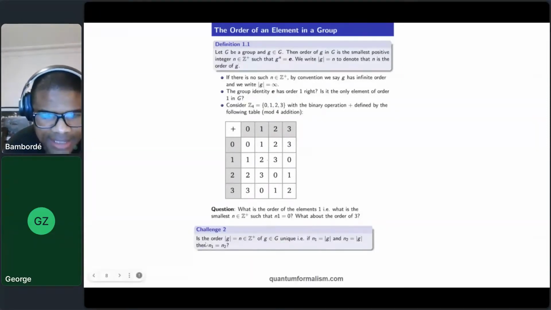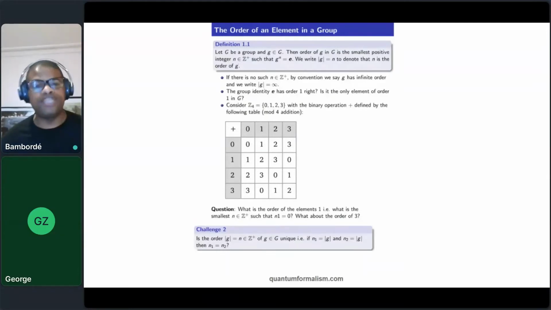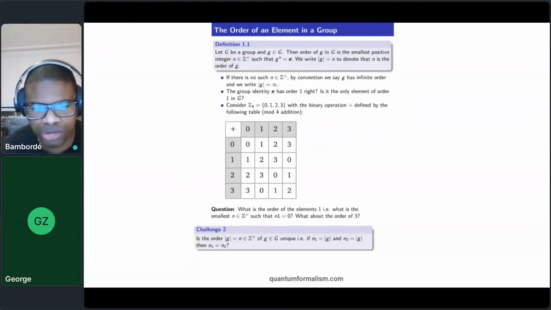Now, here's a second challenge for you. I told you I have a lot of challenges. Suppose that n is the order of G. Is it unique? Is the order of an element of a group unique? In other words, if n1 is an order of G and n2 is an order of G, does it follow that n1 has to necessarily be equal to n2? I'll let you scratch your head and answer. Some of you can probably answer this quickly, but for the rest, it's very important to look at the definition first and go through it by yourself before looking at a possible solution or asking someone.